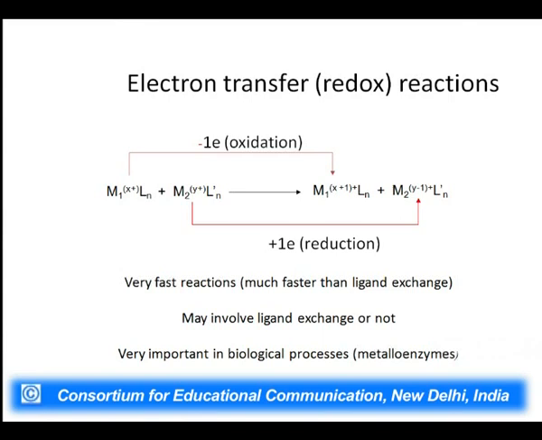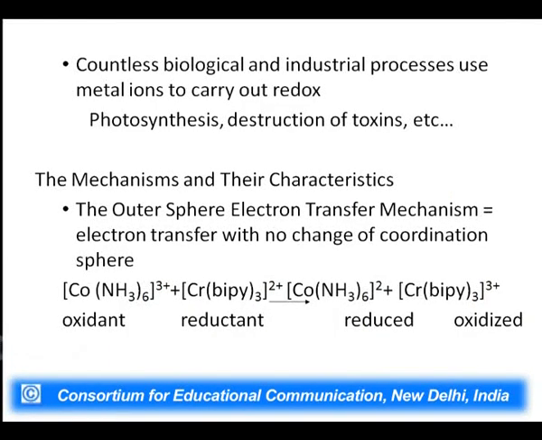This is very important in some biological processes like photosynthesis and destruction of toxins. These redox reactions are very important even in cytochromes. Various biological reactions are basically based on redox reactions, because they involve metal centers which form complexes with the enzymes. These reactions are of interest from the point of view of biological complexes, bioinorganic chemistry we can say.